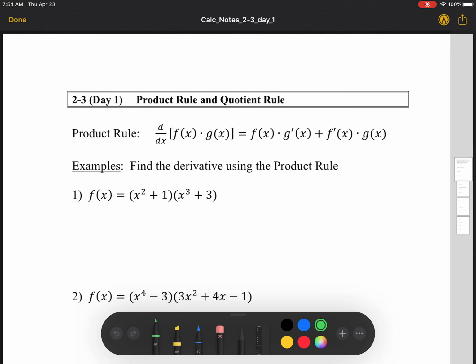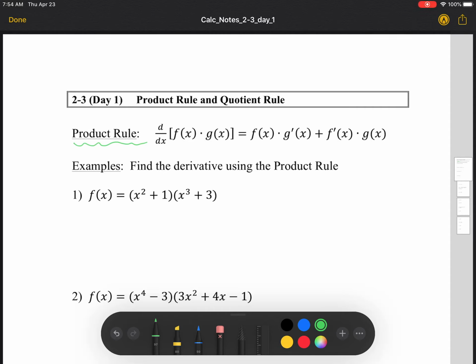Hey guys, we're starting chapter 2, section 3 today. We're going to be talking a lot about product rule and quotient rule. You guessed it. This stuff, we got a couple tricks to help you remember it, but this is definitely something you'll be using a lot in calculus. So let's dive right in.